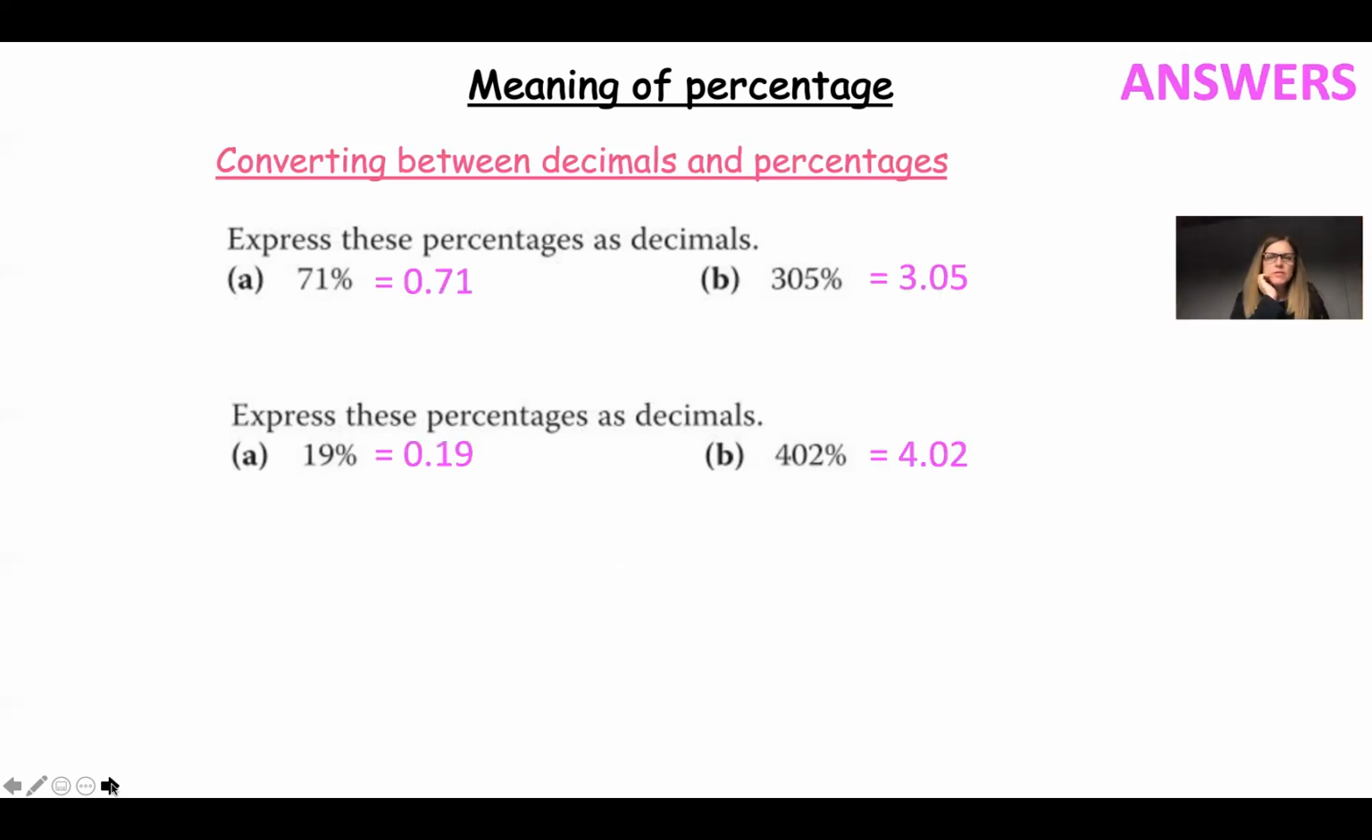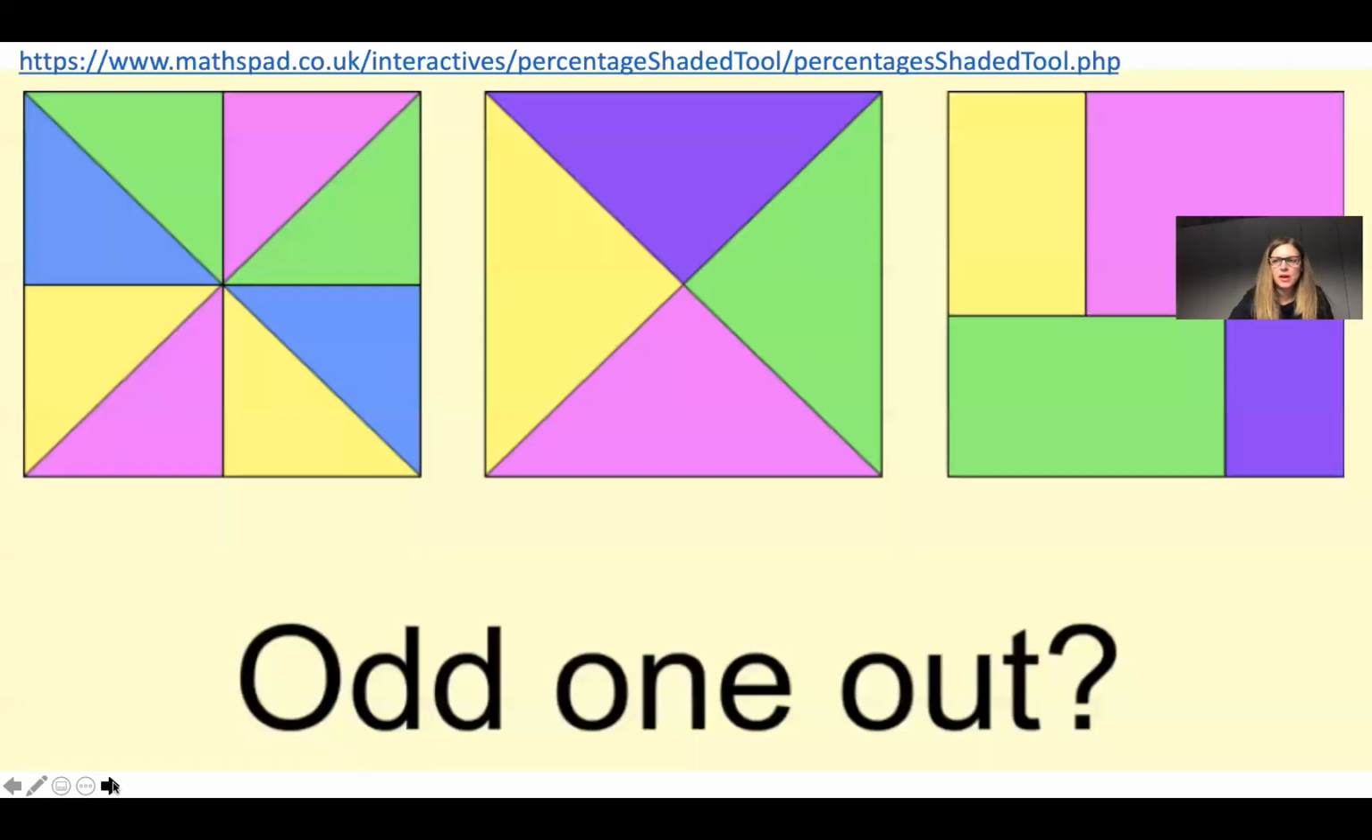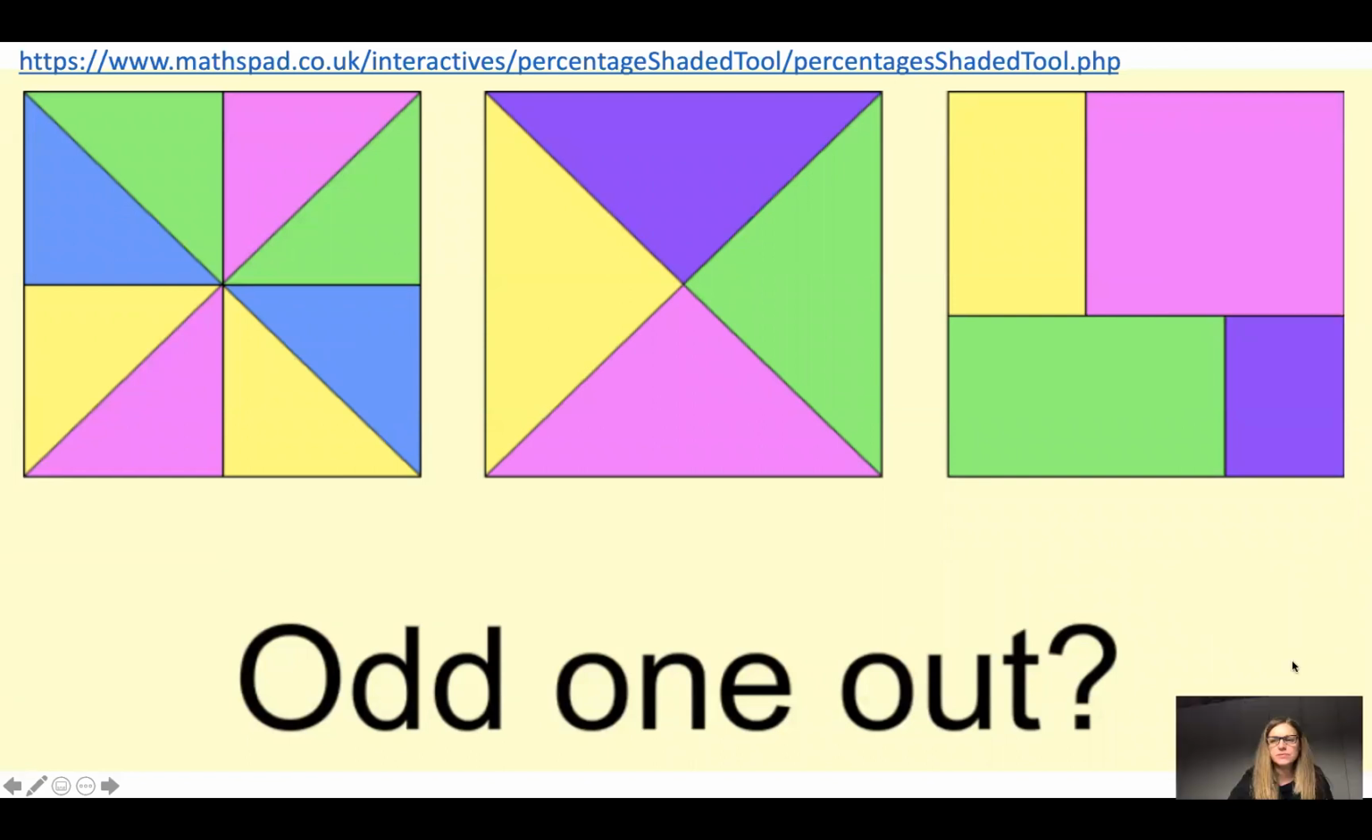So we have 0.71, 3.05, 0.19 and 4.02. Okay. Have a look at this. I want to know which one is the odd one out. I'm only going to give you about 30 seconds.